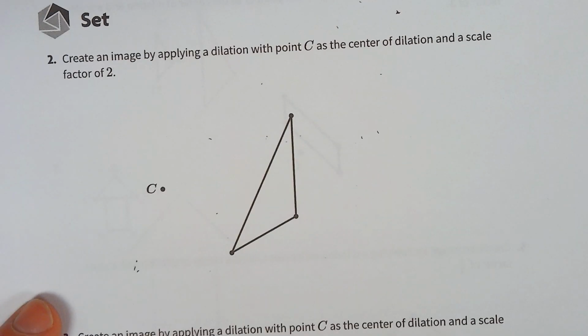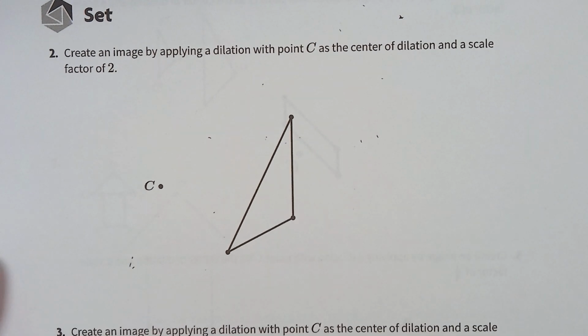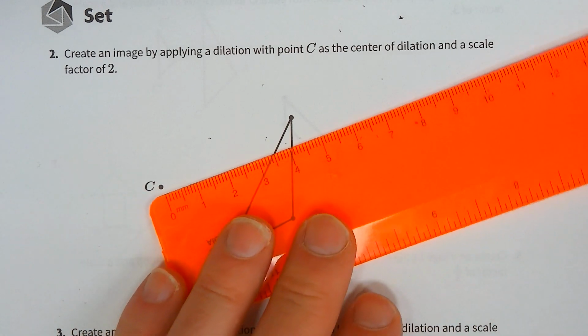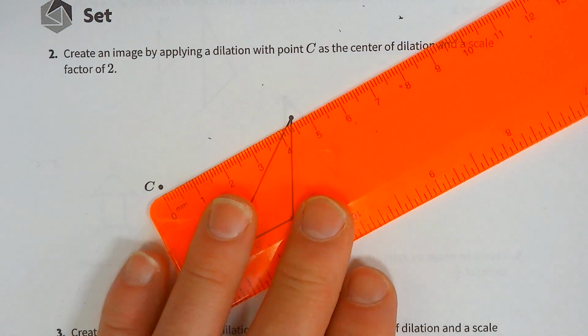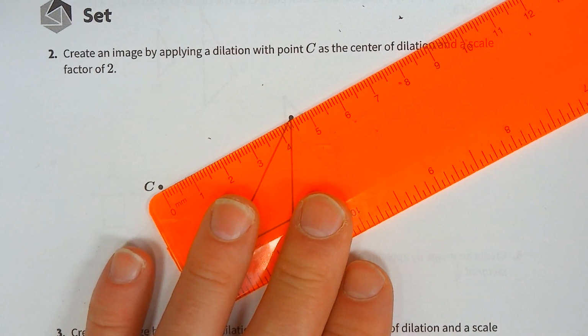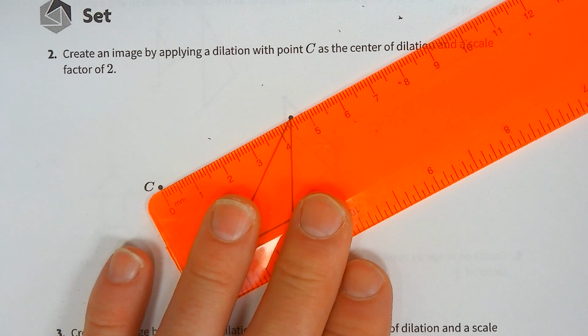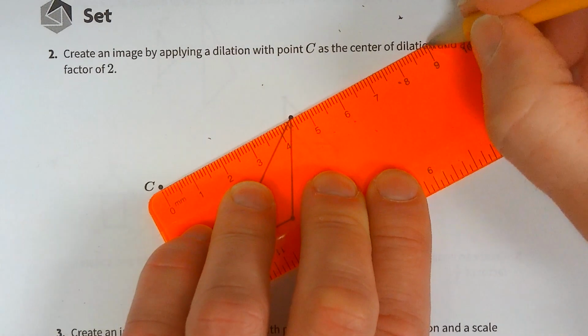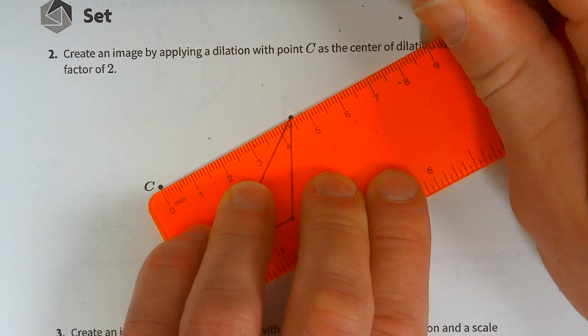Create an image by applying a dilation with point C as the center of dilation, a scale factor of dos. Dos is Spanish for 2. 45 millimeters. So 8, 9, 90 millimeters. Yes, it goes up here.